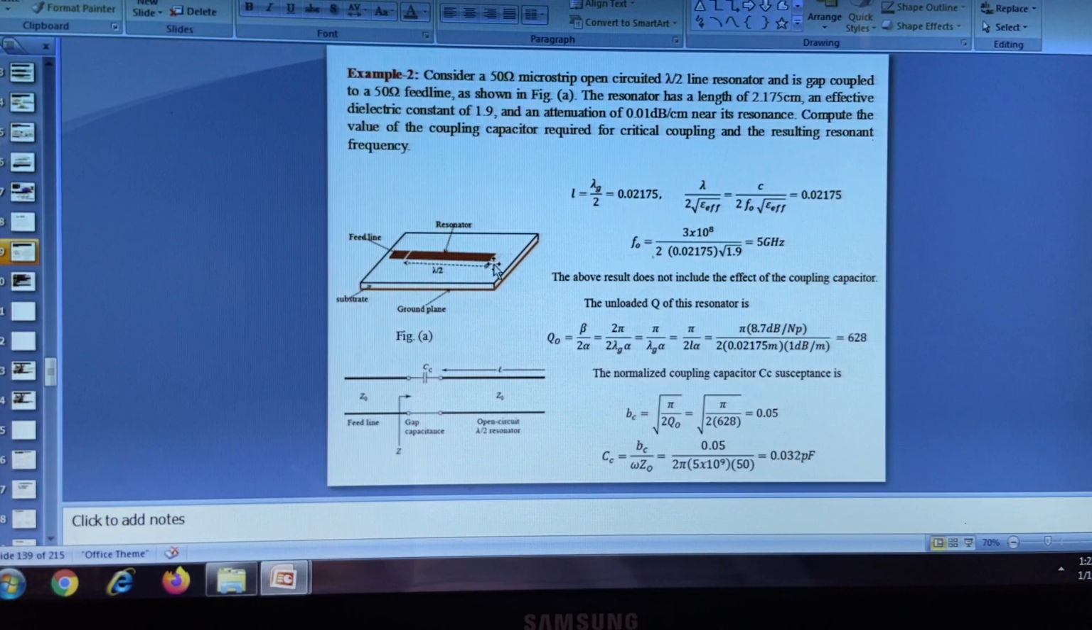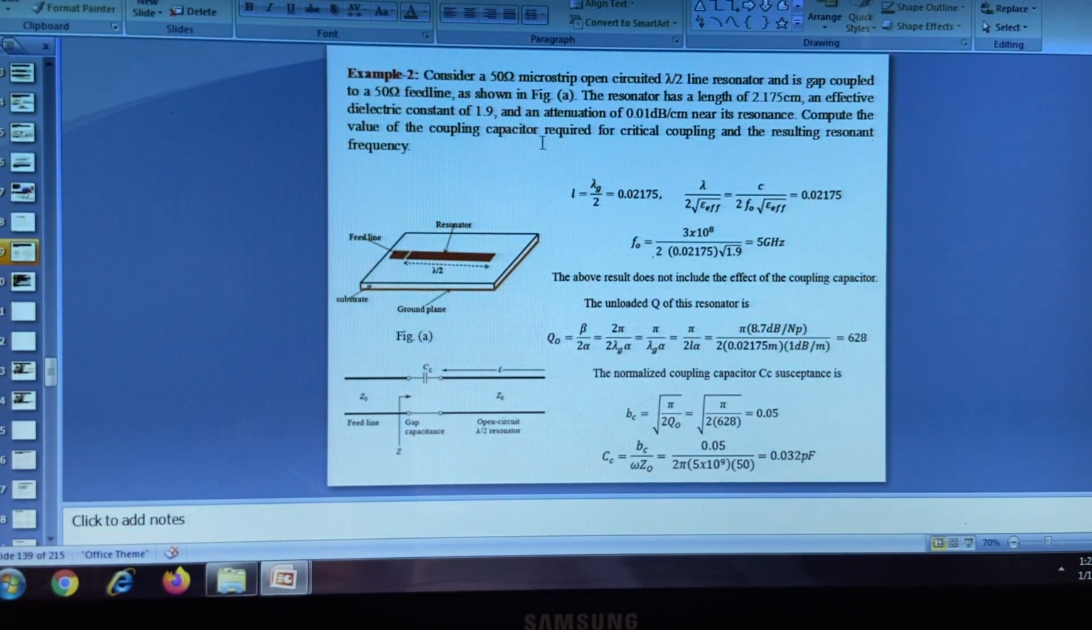This is a lambda by 2 line. Length of the line is given in the problem, and an effective dielectric constant of 1.9. Because this is a microstrip structure, it has an effective permittivity that is given in the problem, equal to 1.9, and an attenuation of 0.01 dB per centimeter near its resonance.